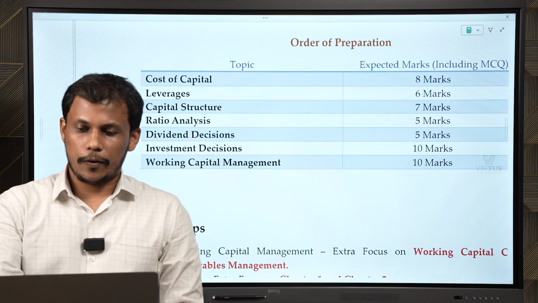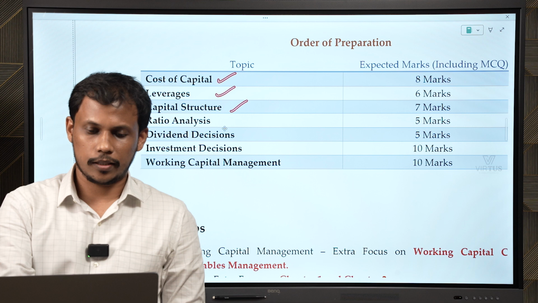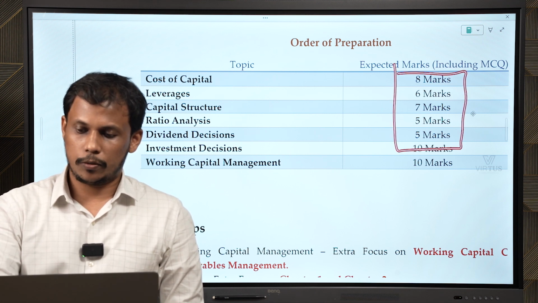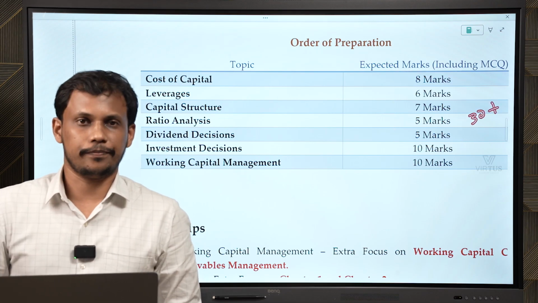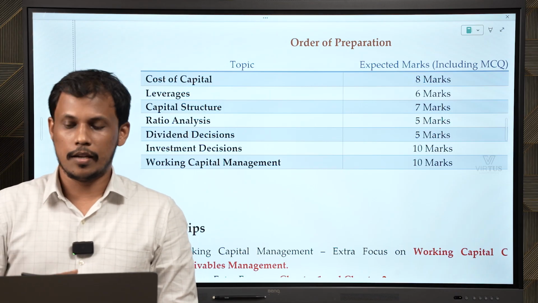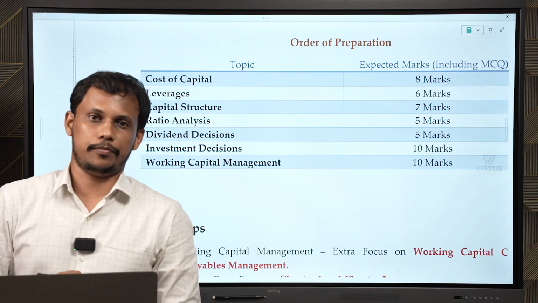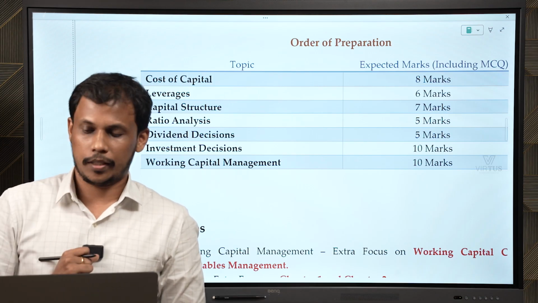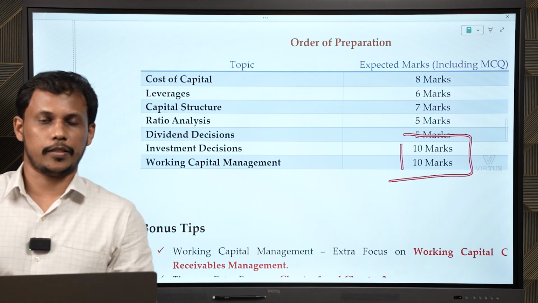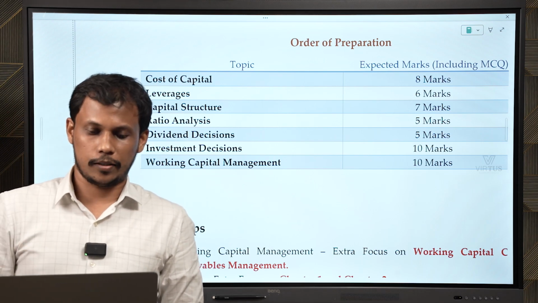If you see all these small chapters like cost of capital, leverages, capital structure, ratio analysis, dividend decisions, together they come to around 30 plus marks. Out of the 50, 30 marks come from all these small chapters. So first you learn that, so you have the confidence that you have learned 30 marks. It is almost 60% of FM. After that you should go to investment decision and working capital management. So this would be the right strategy for the order of preparation of chapters in FM.